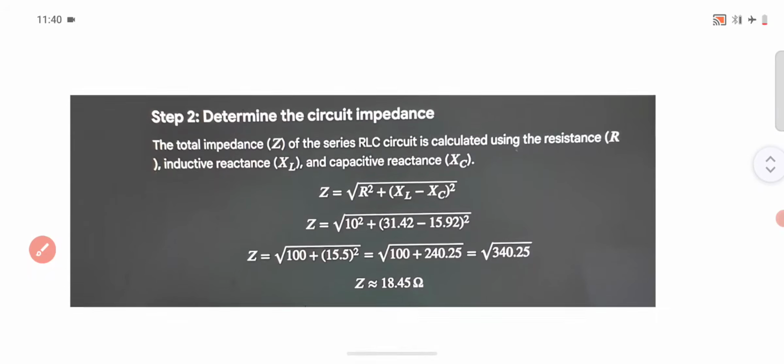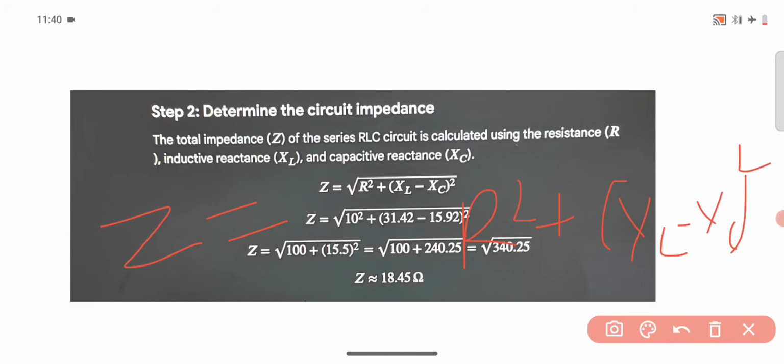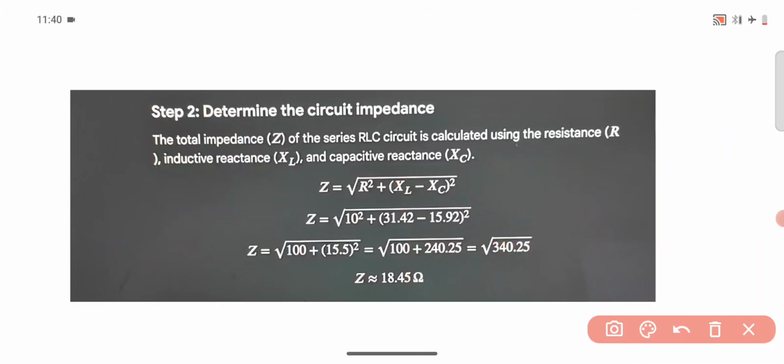Next we have to calculate circuit impedance, which is also the final resistance we can say, but properly we say circuit impedance, that is Z. The formula of this is the square root of R square plus (XL minus XC) square. We already know the values of R, XL and XC. We simply put the values in this formula and we can calculate circuit impedance easily.